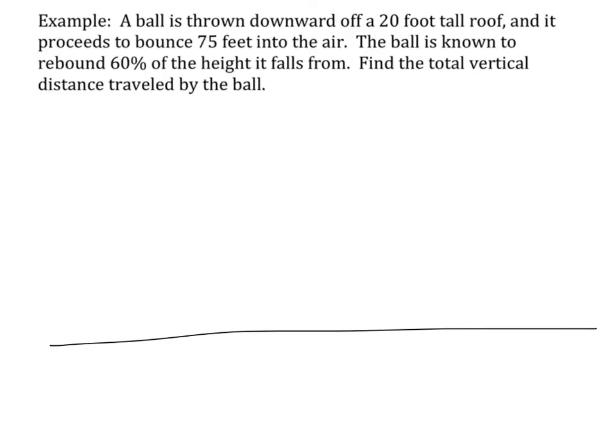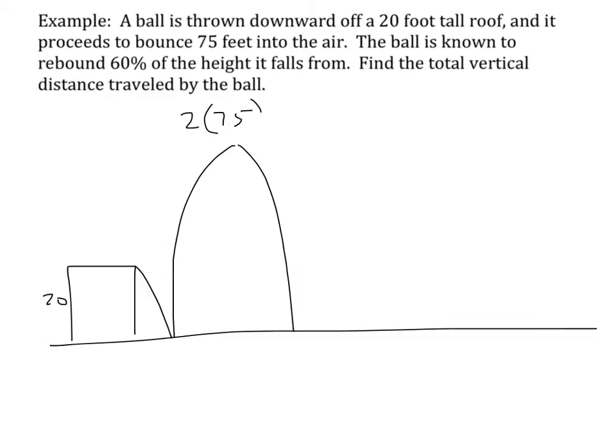So the idea here is that you've got the ground. There's this roof that's 20 feet tall. And the ball is thrown downward off this roof, and from there bounces upward 75 feet into the air. After that time, of course, it's going to fall just as far. And from that point, it's going to bounce back up and back down. So we need to think about what's going to happen here. We're going to have that 75-foot height that it fell from.